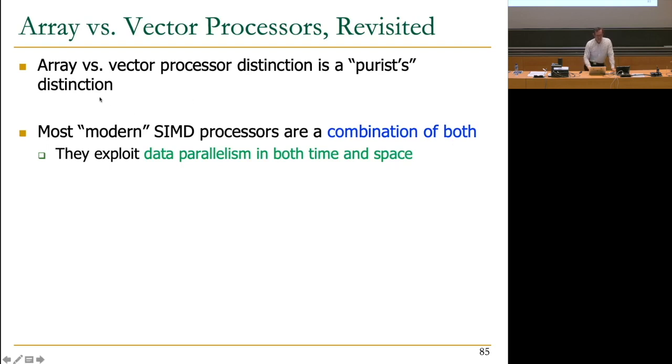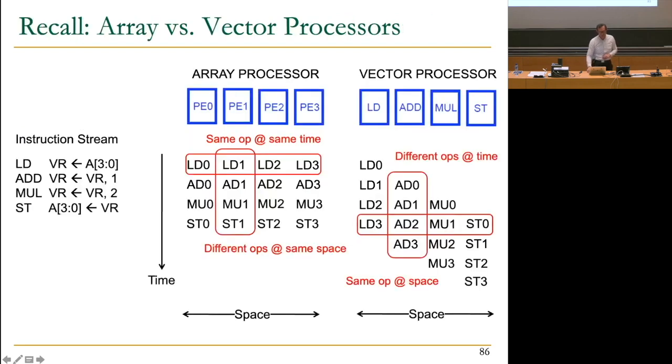This is interesting because this is going to finally put things together. So array versus vector processor is really a distinction, a purist distinction. Most modern processors are actually a combination of both. They exploit data parallelism in both time and space. Now let's take a look at this.